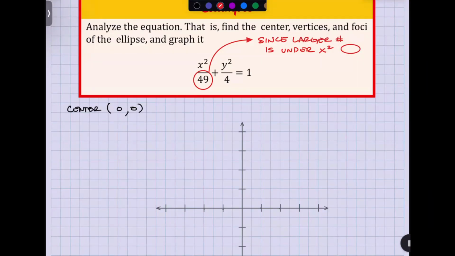So it must elongate in that direction. Make sense? Which, since that's a larger number, it must mean that a squared is equal to 49. So a is going to equal what? 7. Beautiful. Then what is this smaller number going to mean? Which distance is it? Thank you. So b squared is equal to 4. So b must equal 2.